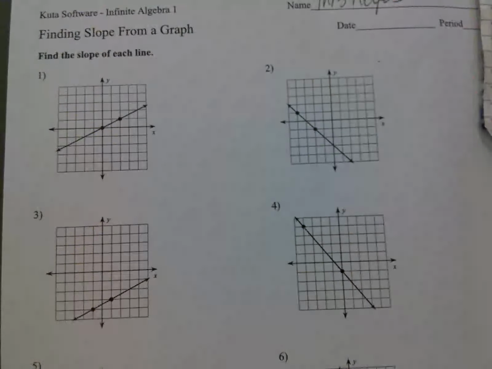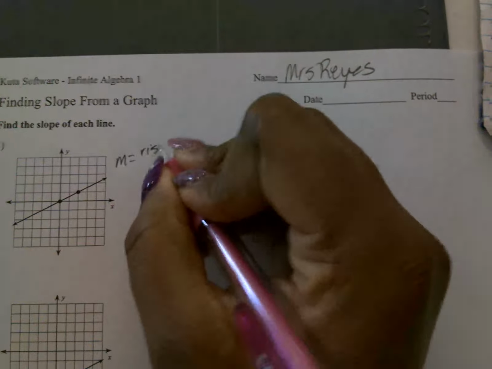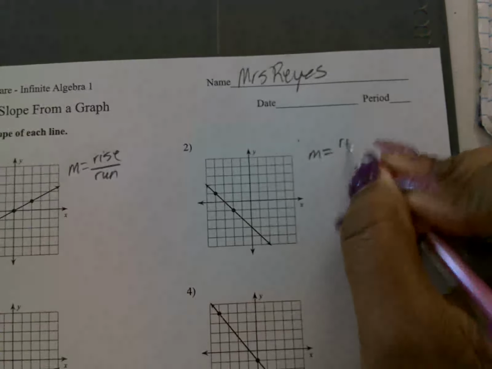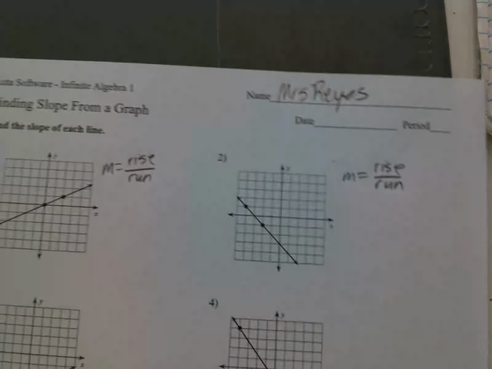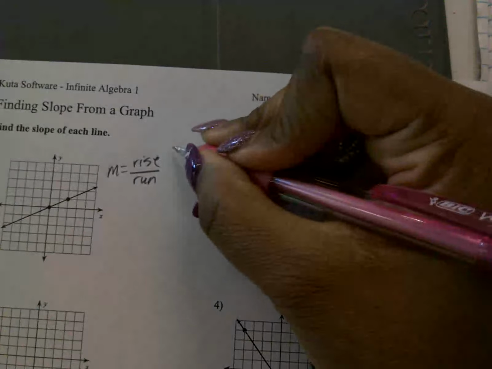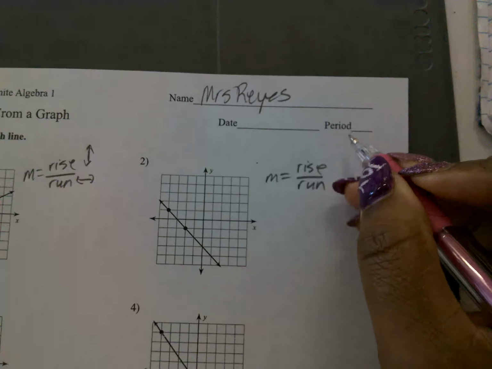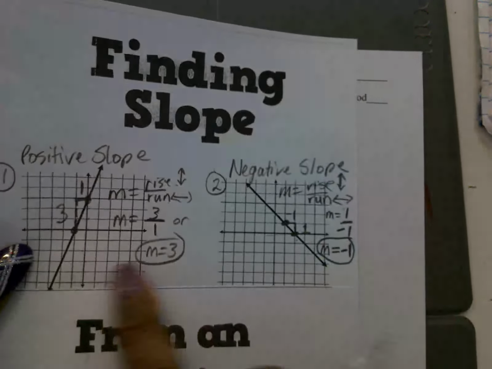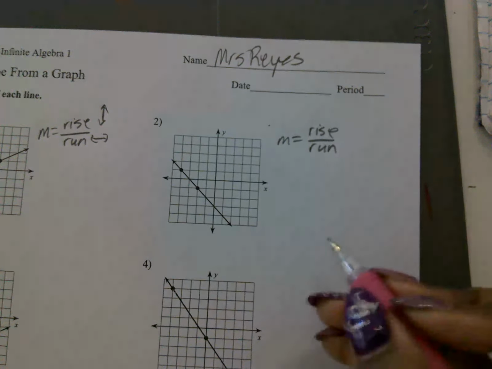All right, so now I need for you to use rise over run to calculate the slope for 1 and 2. I need you to put this in the box before you leave, okay? You're using rise over run. Remember, rise is how far you go up or down. Run is how far you go from the left or to the right. Using the grid lines. It's the same thing that we did in those examples, okay?